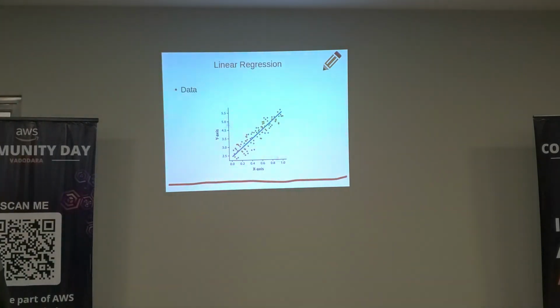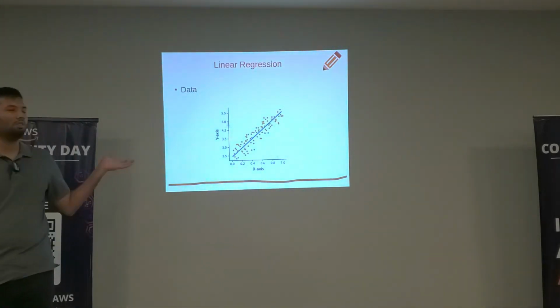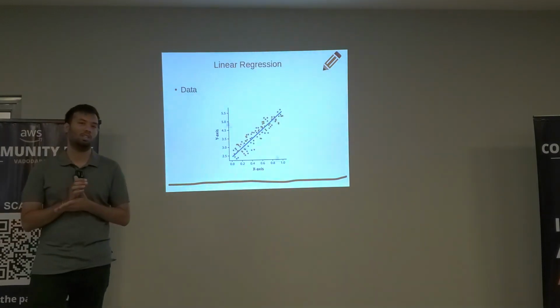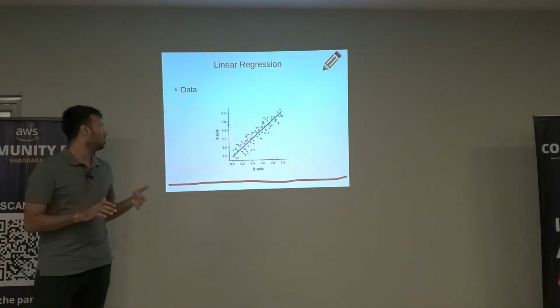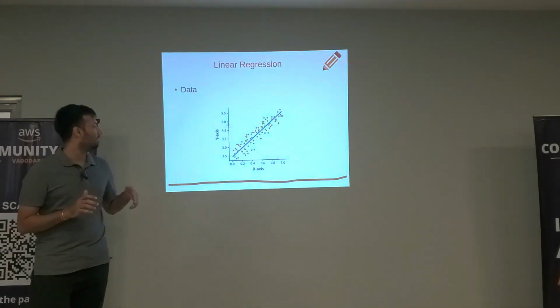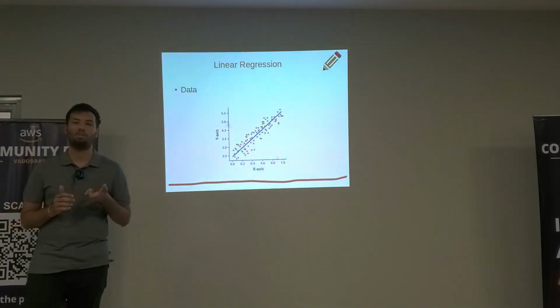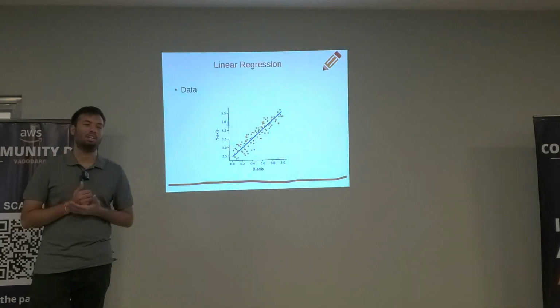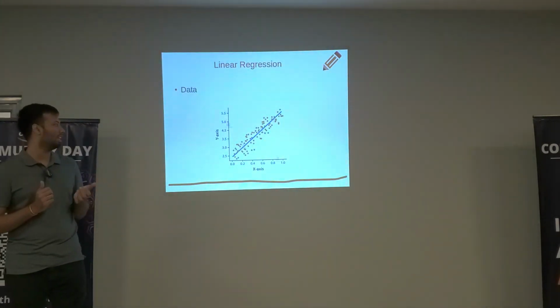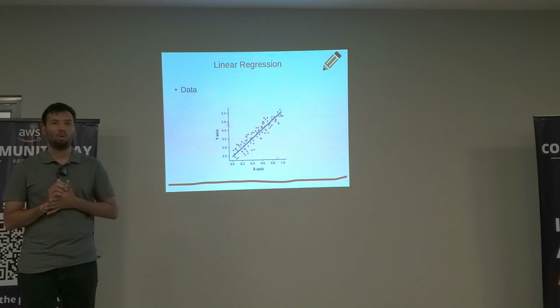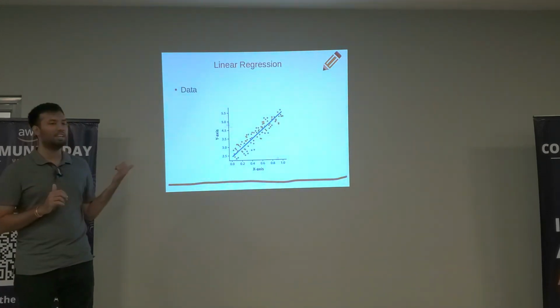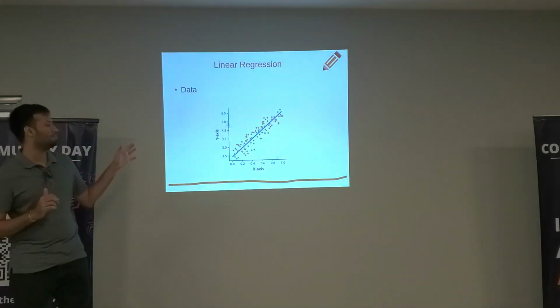So linear regression, as we said, is a basic prediction method. We have all the data points, and if you are given a sample set and you want to predict its value, linear regression is used in that case, right? This is a very basic thing.